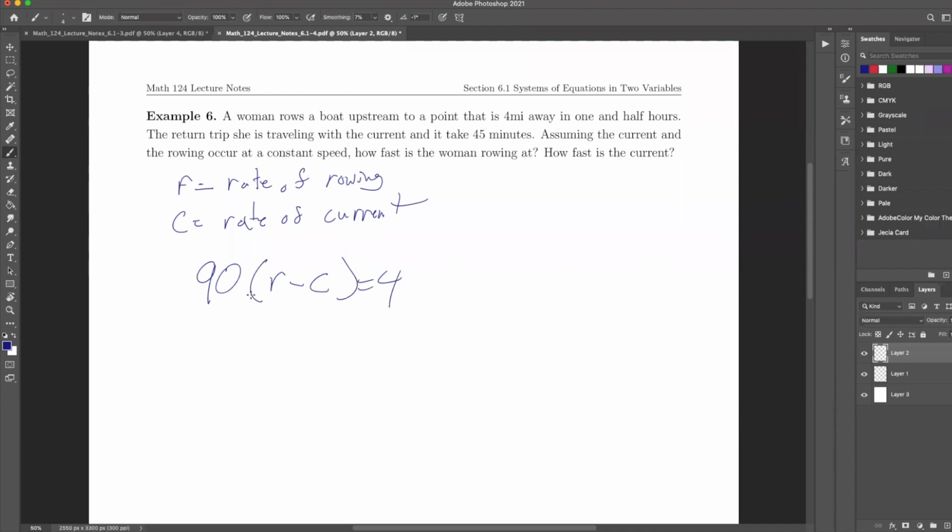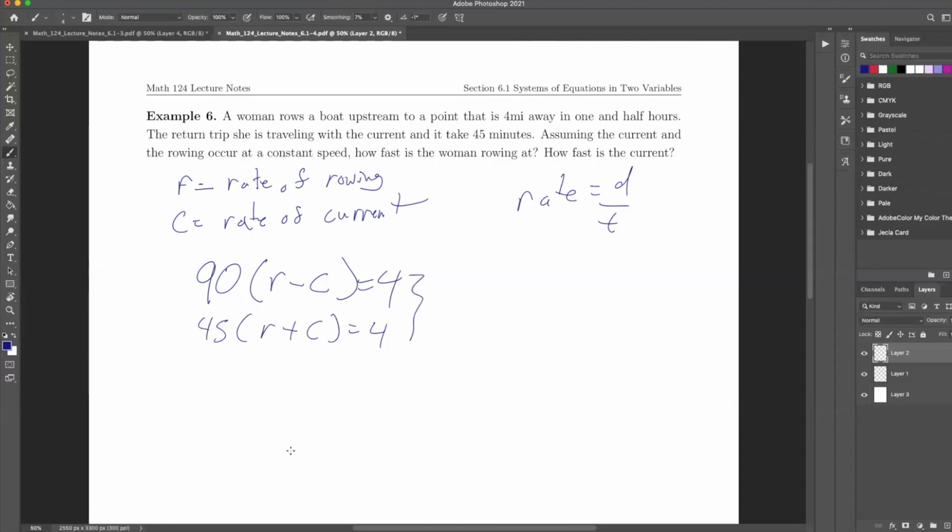And then here, it only takes 45 minutes when she's going with the current, right? So her rowing speed plus the current equals the 4 miles, right? So here we can just solve the system of equations. Because our rate equals distance divided by time, my time times my rate gives me my distance, and so here we get a system of equations.